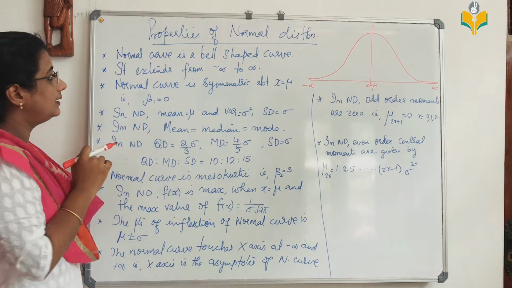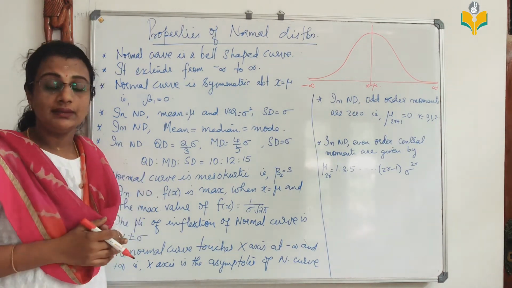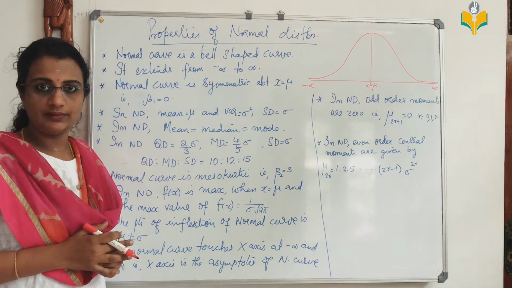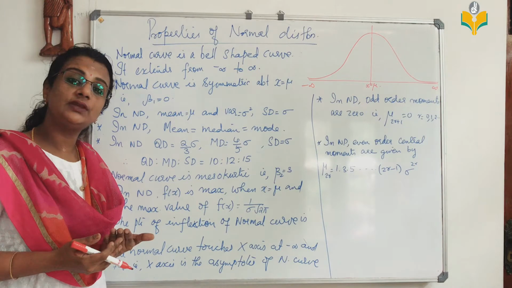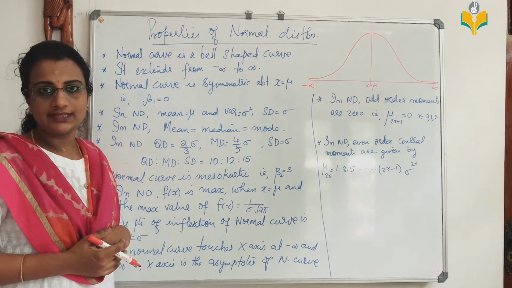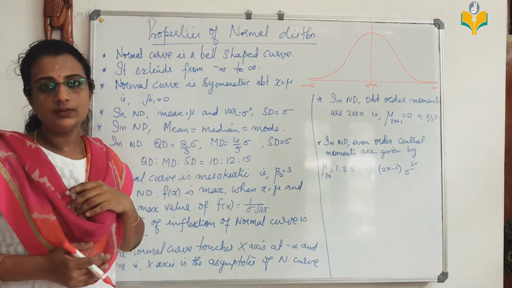That is beta 1 equal to 0. What do you mean by beta 1? Beta 1 is the measure of skewness, right? We already studied that. Beta 1 is the measure of skewness. What do you mean by skewness? Skewness is the lack of symmetry. Here there is no lack of symmetry, so beta 1 equal to 0.